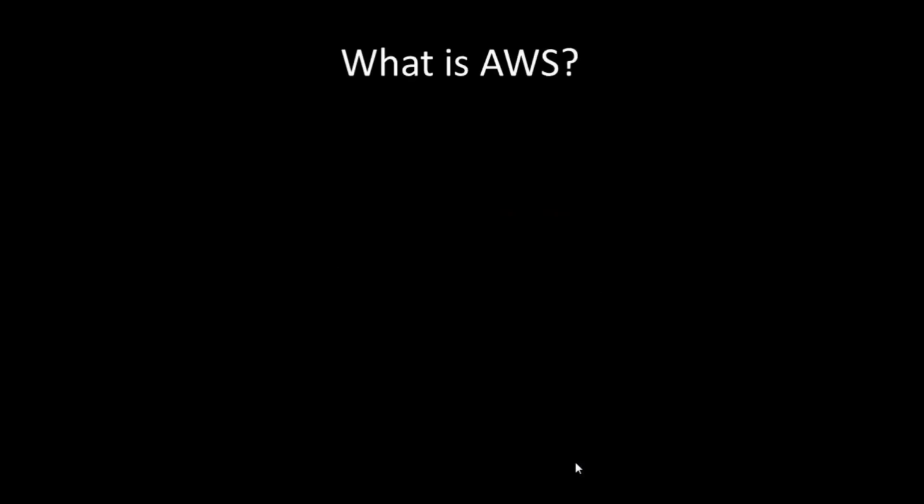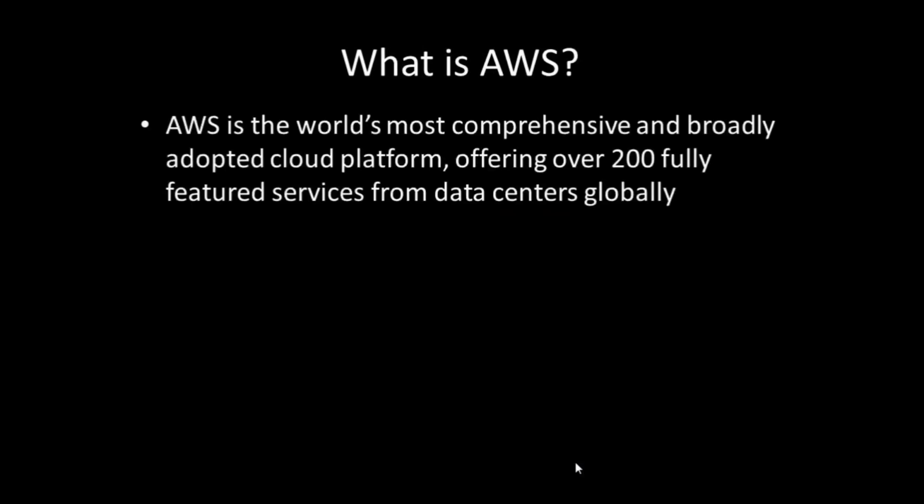So we will briefly go through what is AWS. AWS or Amazon Web Services is a very famous terminology or technology nowadays. Most of the people are aware of AWS. So what is AWS? It's the world's most comprehensive and broadly adopted cloud platform, offering over 200 fully featured services from data centers globally. Now, why somebody has to go for a cloud technology?